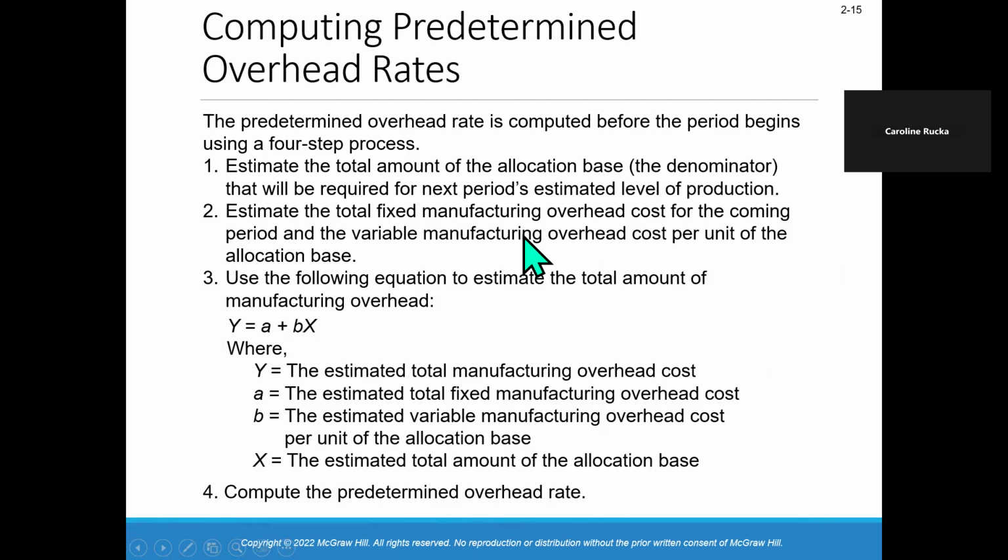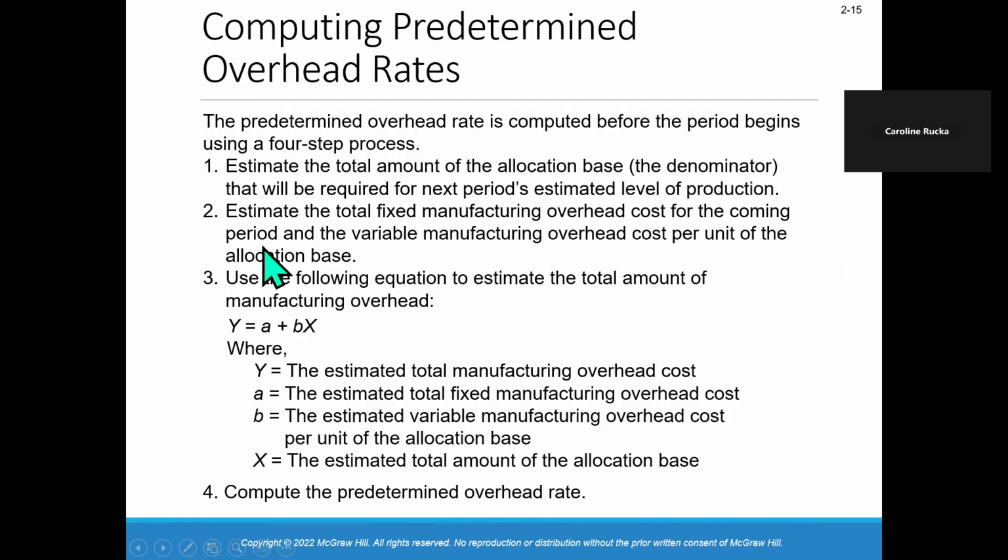Estimate the total fixed manufacturing overhead for the upcoming period. How do you do that? Well, you base it on prior data, right? And if you're a startup company, you will base it on some other company's data that is similar to your company. Okay. After we have these two estimates, we're going to use the following equation to estimate the total amount of manufacturing overhead.